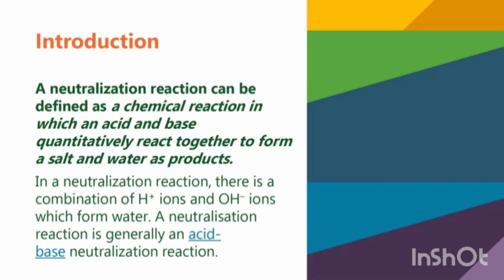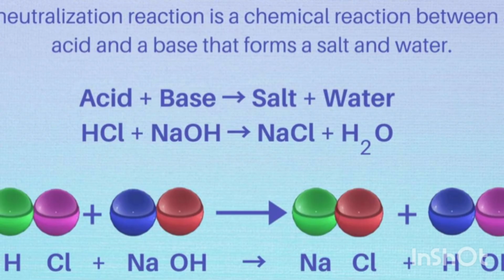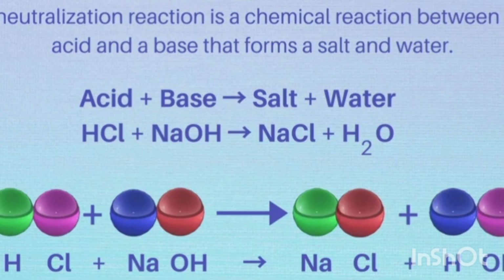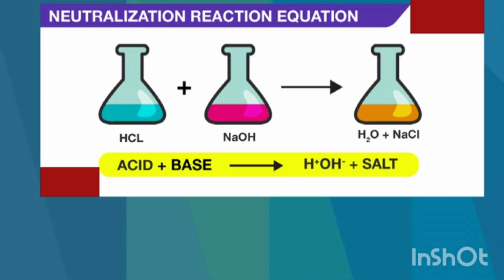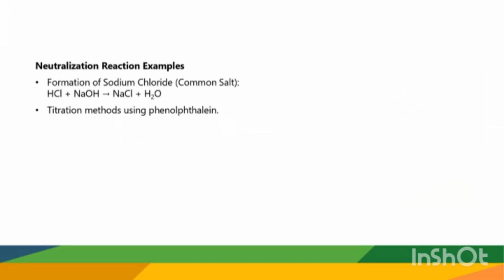Basically, H plus and OH minus ions when combined together, they will form salt and water. HCl plus NaOH will give rise to NaCl plus H2O. H2O is water, NaCl is nothing but salt. So when acid and base react together, they form salt and water. Here you can see H plus and OH minus ions as in the picture. Neutralization reaction example: whenever hydrochloric acid reacts with sodium hydroxide, it will form NaCl plus H2O.